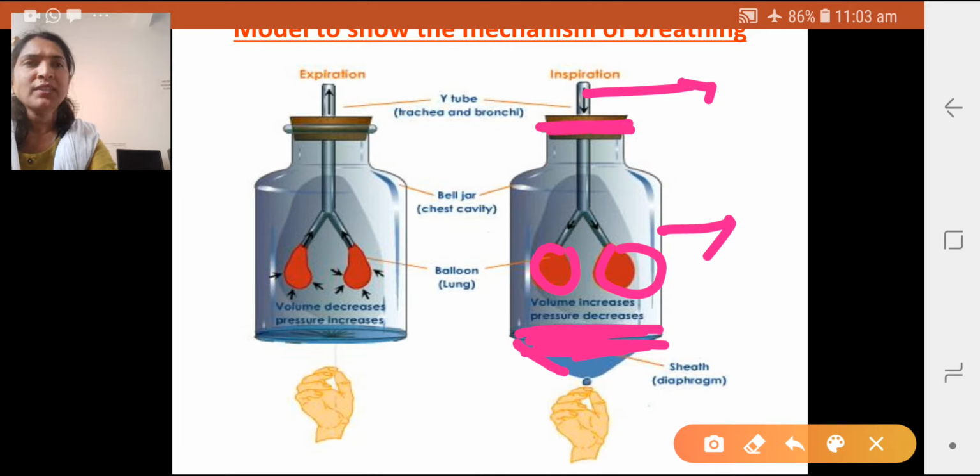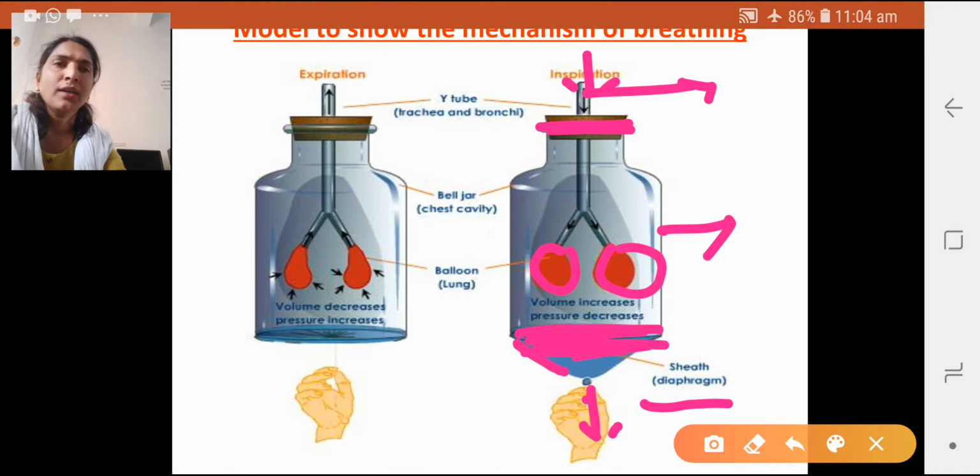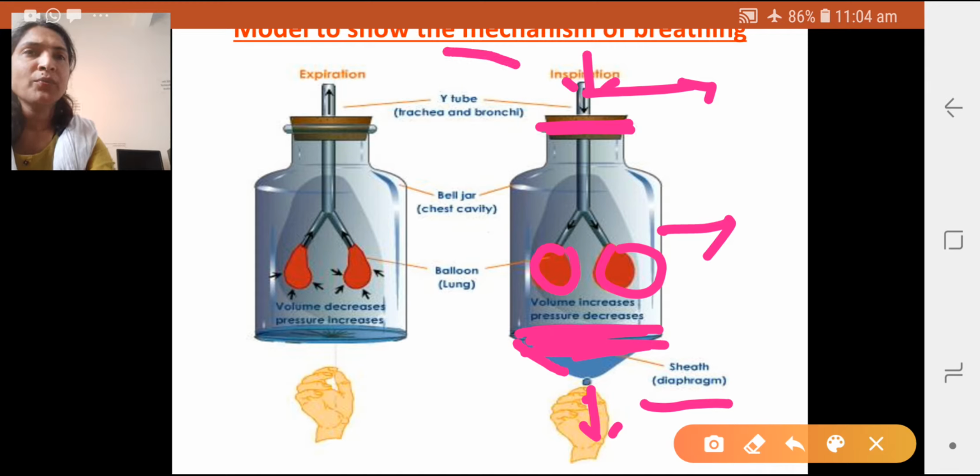From this rubber cork the air cannot enter inside, but through this straw the air will enter. So when you pull this rubber sheet down, this rubber sheet acts as a diaphragm, which is placed in our chest below the lungs. When you pull it down, the air from the outside enters into the straw, and this will enter into the balloon.